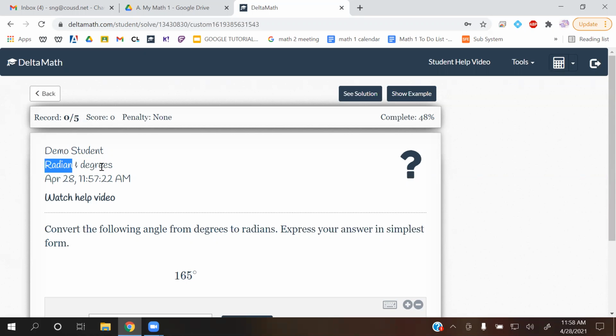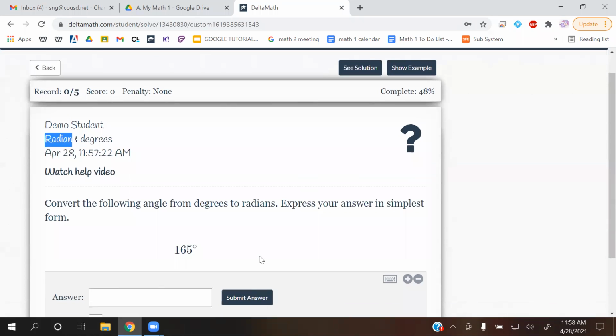Okay, so we're going to learn how to convert from degrees to radians, just like you know how to convert. If I said 6 inches, then you know that's half a foot. If I said 12 inches, you know that's 1 foot. So you know how to convert from inches to feet. So now you're going to learn how to convert from degrees to radians.